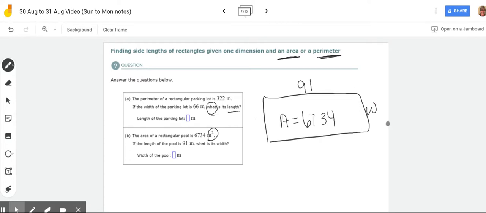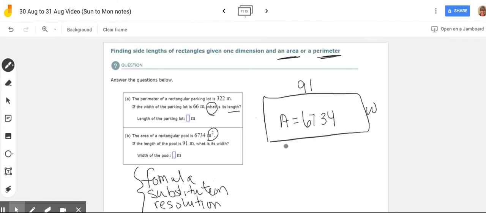So we put W. Same thing, use the formula. I have a formula that I always tell kids to use: you write the formula first, then you substitute in the values, and then you solve it. I say formula, substitution, resolution. That is the formula for how to do these without screwing up, to be honest.